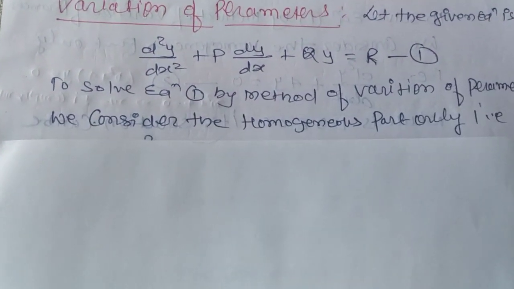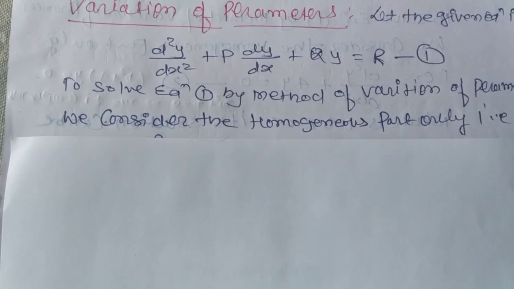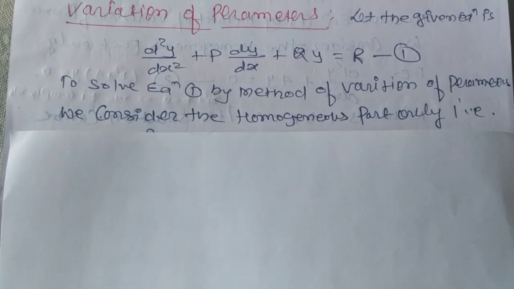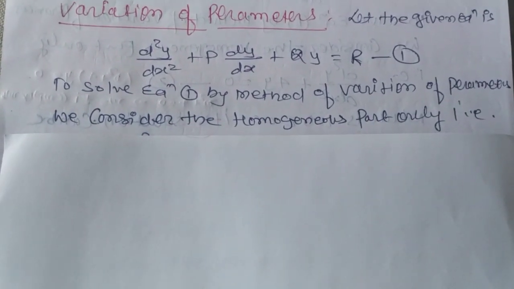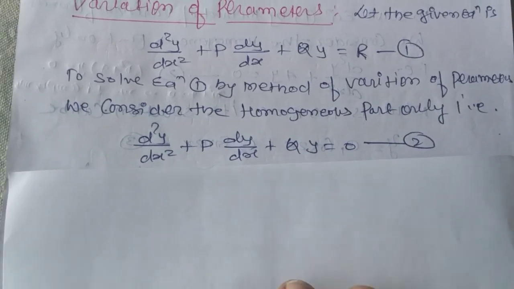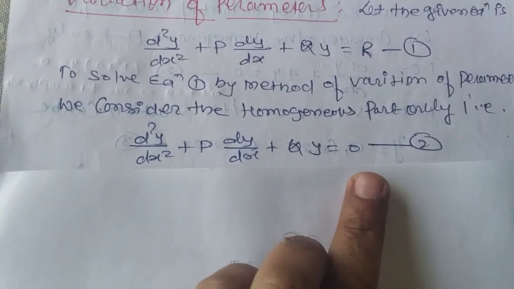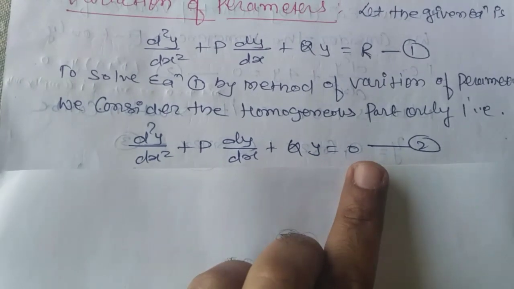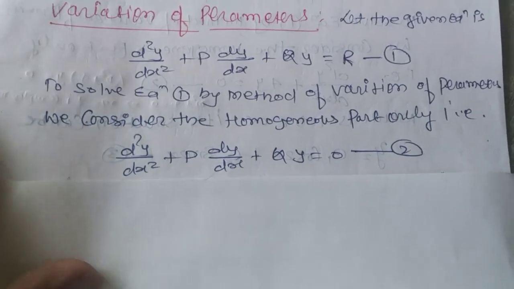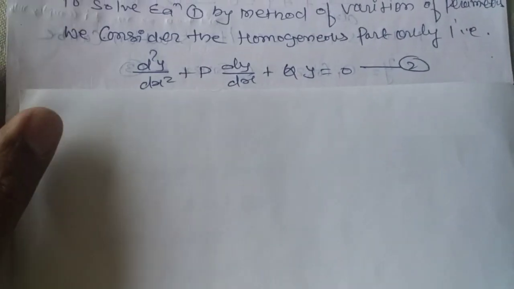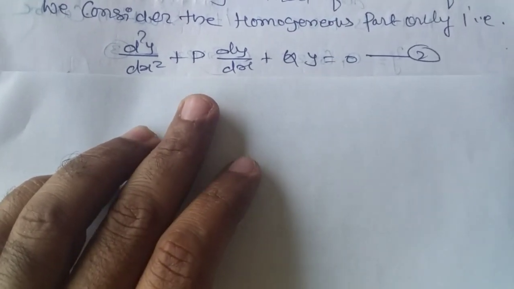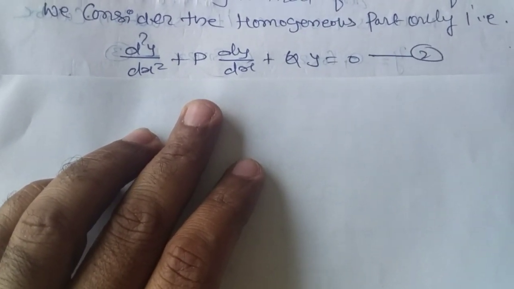So to solve equation first by the method of variation of parameters, we consider the homogeneous part of this equation. And what is the homogeneous part of this equation? Equating the right hand side to 0, that is, putting the non-homogeneous part 0, we get the homogeneous part of this equation. First we have to obtain the solution of this equation, that is, the solution of the homogeneous part.